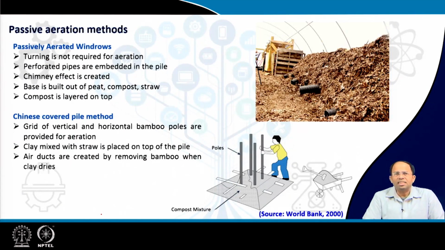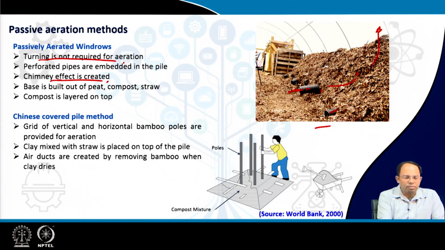Then there are some passive aeration methods which are also utilized. As you can see over here, there are perforated pipes, and we don't do turning, but the perforated pipes are put in the compost in such a way that a chimney effect is created. That means hot air rises upwards. So the air enters from below, gets heated inside because of the decomposition that is going on and the heat that is produced. Then this hot air rises and leaves from the top. So this kind of chimney effect is created.